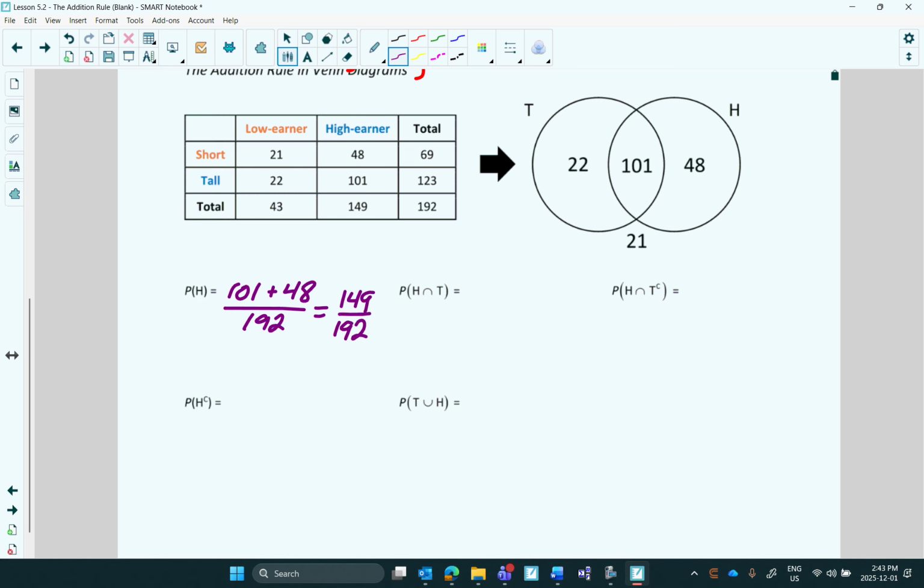High earner and tall, well, you can either locate it here in the two-way table, or locate it in the intersection of T and H in the Venn diagram. Either way, it's 101 out of 192. What about high earner and not tall? So they're in the H, but they're not in the T. So 40.